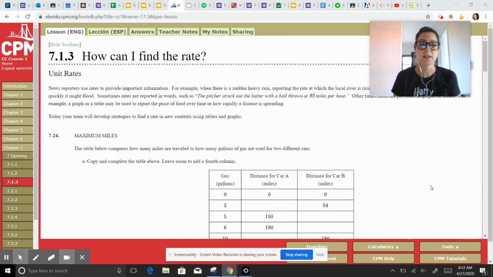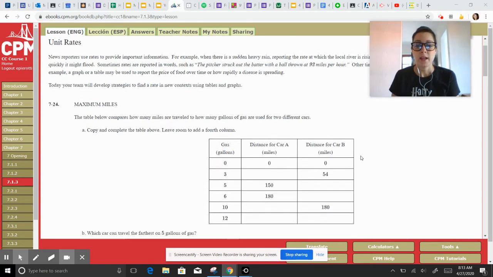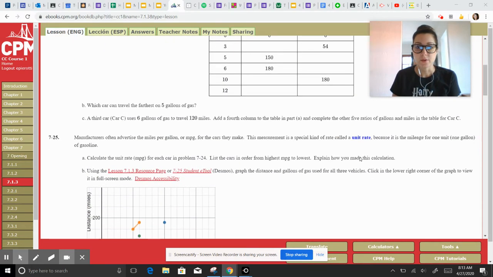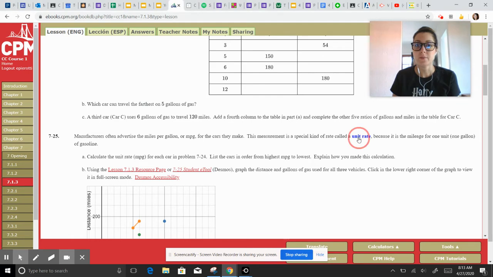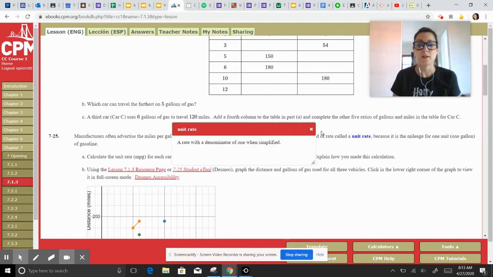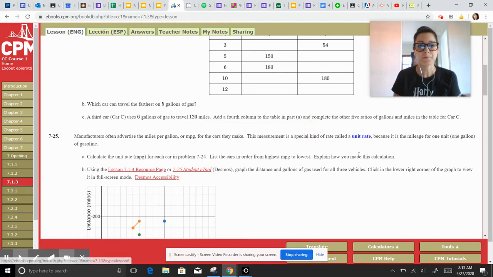So looking at this lesson, we're talking about unit rate, and you've probably heard the phrase like miles per hour, beats per minute, and all of those are referring to a unit rate. We are comparing something to something else with a denominator of 1, and that actually is your vocabulary word right here. So make sure that you add that to your notebook as well.